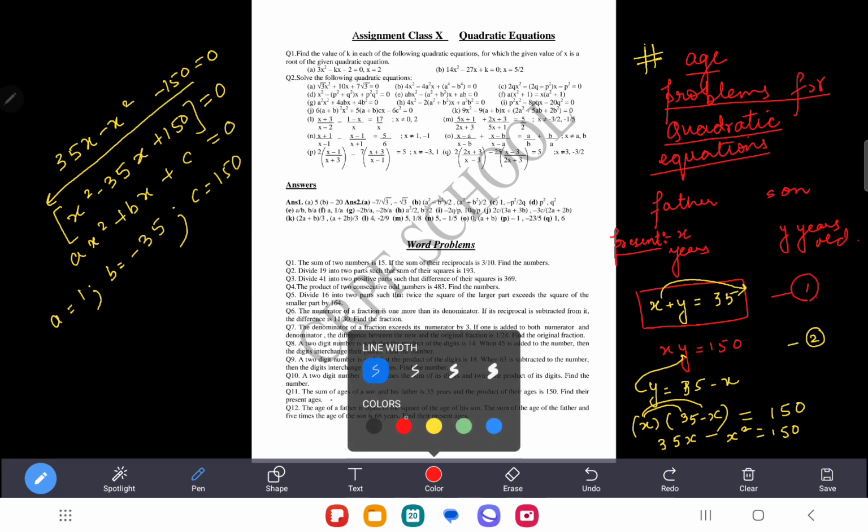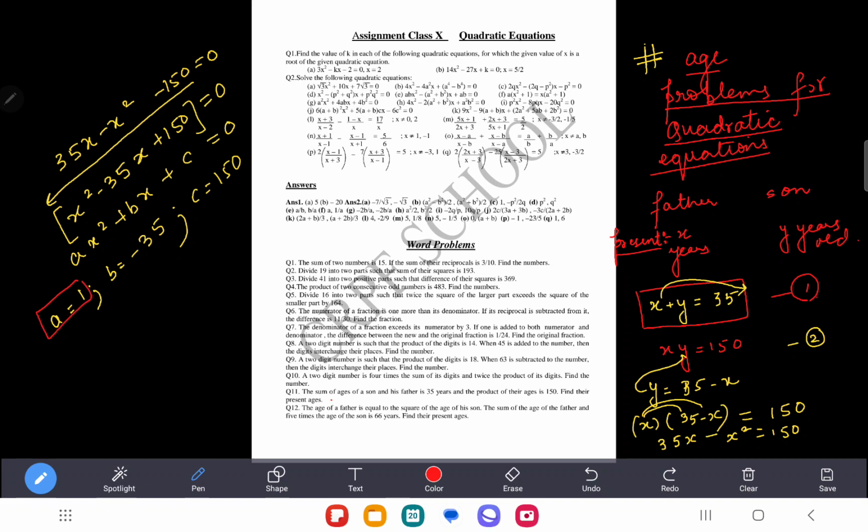Yes or no? So when a is 1, b is minus 35 and c is 150, what exactly does that mean? You tell me. It means that I'm going to put in the values. I'm going to find out alpha beta. And alpha beta is going to be what? Minus b plus minus under root of b square minus 4ac over 2a.